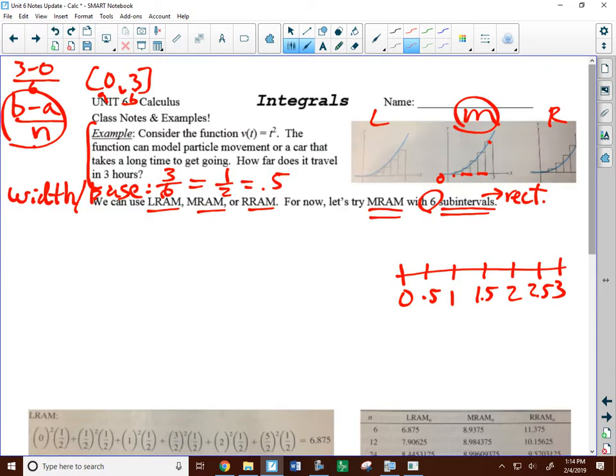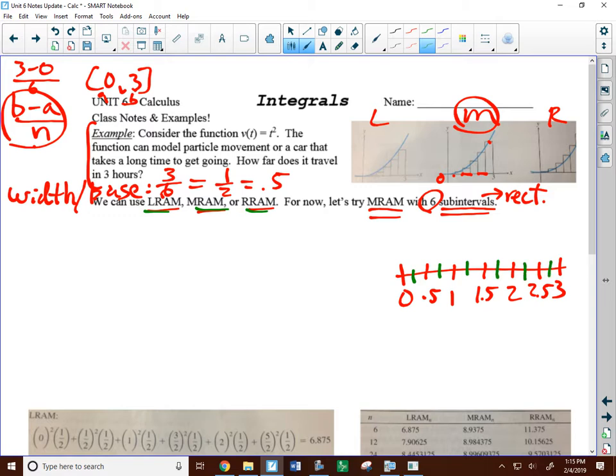I would do it on the grid up here, just kind of small. You could call it 1/2 too, it's just I think it's going to work out a little better if I use decimals for this one. Okay, so you'll do this every time, and then depending on which RAM you're doing, you're going to look at these values. Since we're doing midpoint RAM, we're going to need the midpoints.